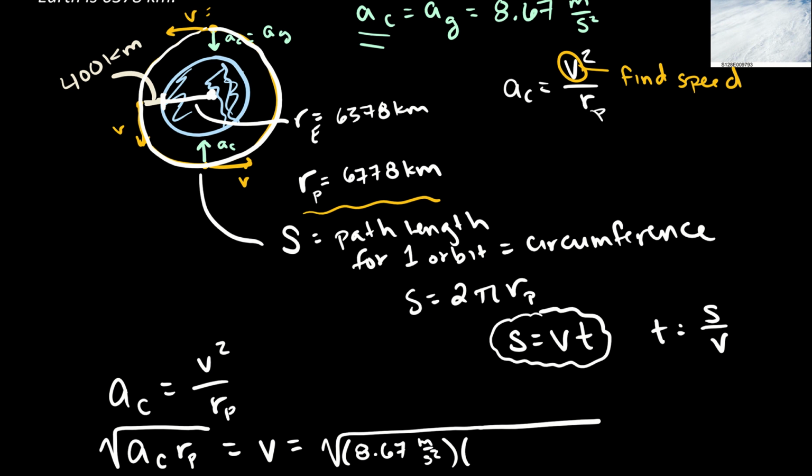The radius of this path that the ISS is taking is given in kilometers, but since I'm in meters per second squared, I need to add 3 zeros to turn this into meters: 7, 8, 1, 2, 3. When I do that on my calculator, I end up with 7665.85-ish meters per second. So that's cruising. That's a little over 7.5 kilometers a second.